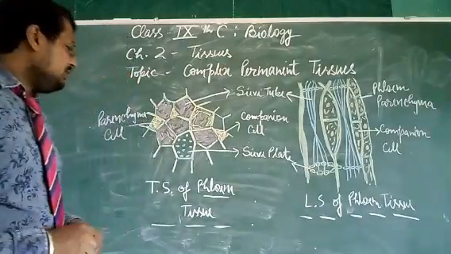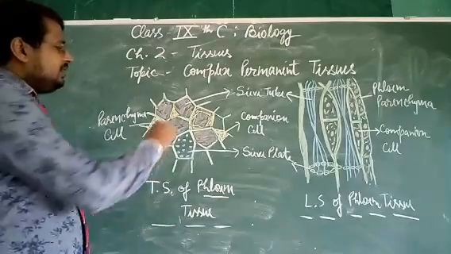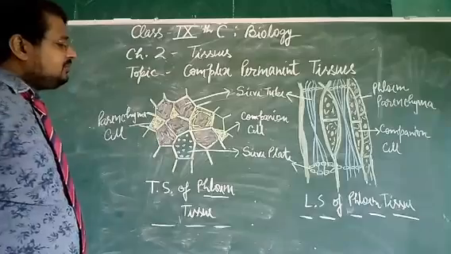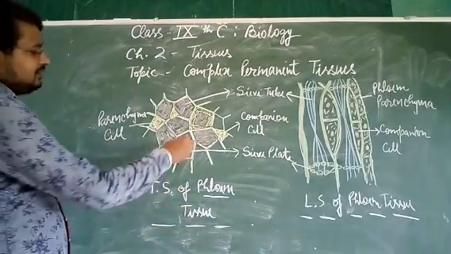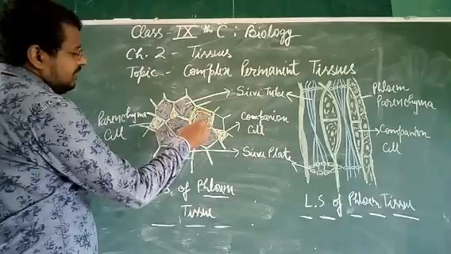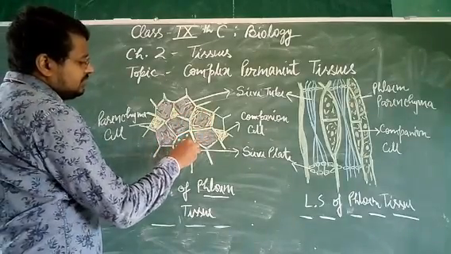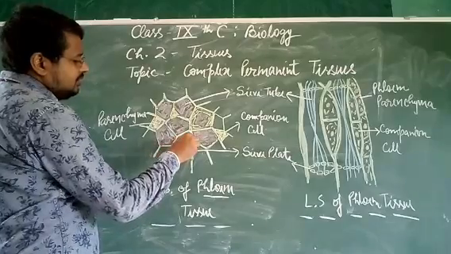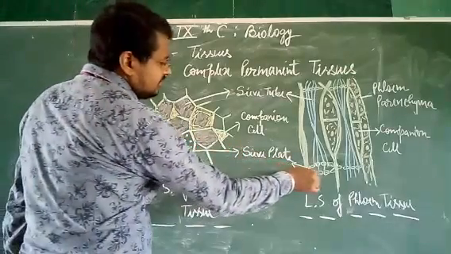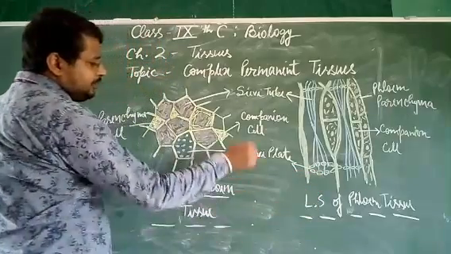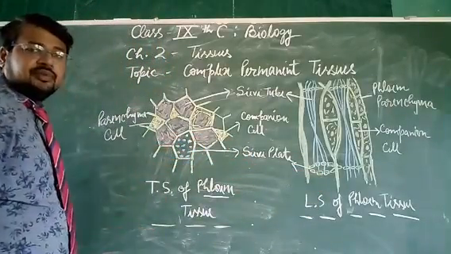Okay, so first we will talk about this transverse section of phloem tissue. In this diagram, you can clearly understand that different types of structures are found. In some cells there is a dotted structure that is called sieve plate. You can witness this structure in this diagram as well. It provides a passage for transfer of the food material.